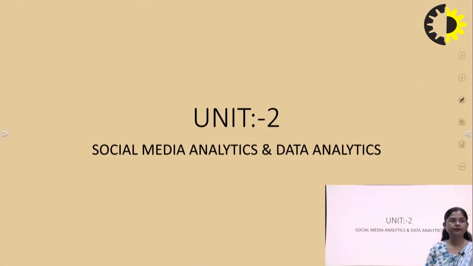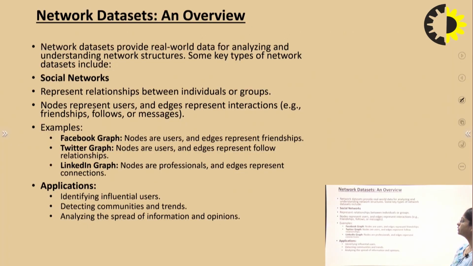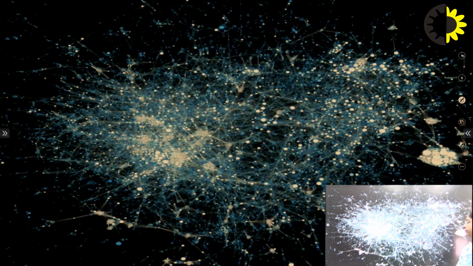So we are starting Unit 2, that is social media analytics and data analytics, in which we'll study networks. What is this? If you see, it looks like a galaxy, but this is actually a network of different vertices connected through different connections.